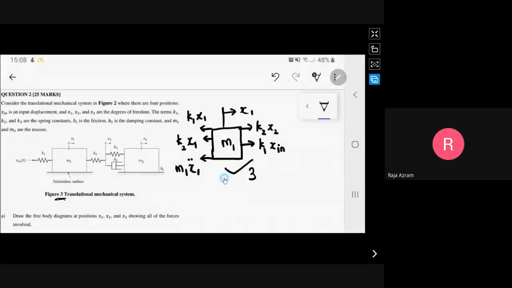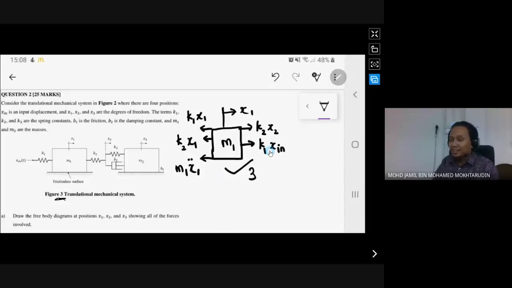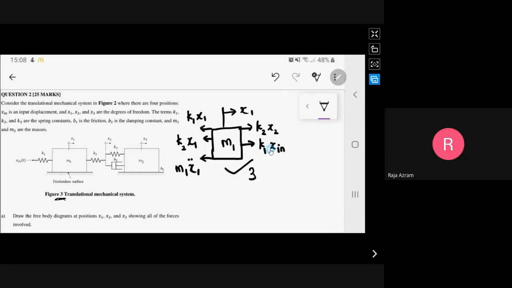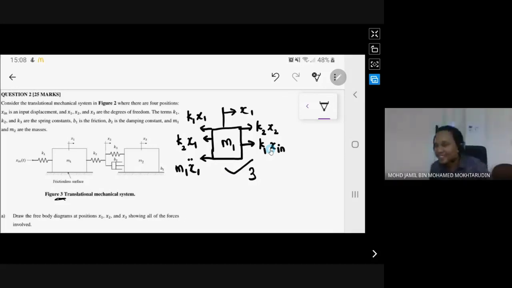Sir, if for X in we don't write K1, do we get marks deducted? Minus one mark. Yes. Okay, no K1 X in means only X in, minus 1 mark. So the answer is K1 X in. So if you put X in only, minus 1 mark.